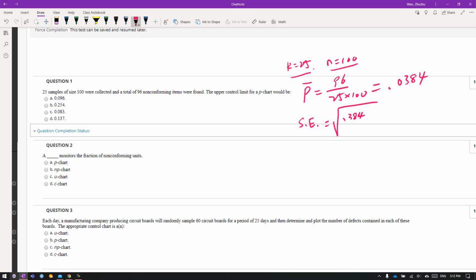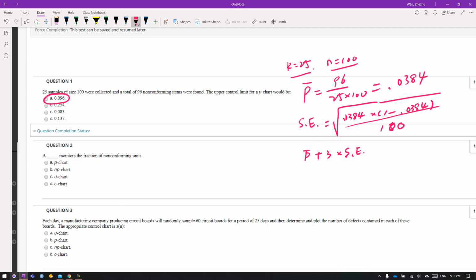And then your standard error here is the square root of 0.0384 multiplied by 1 minus 0.0384, over 100. So we eventually have the p bar plus 3 standard errors. So you eventually will get an answer A.